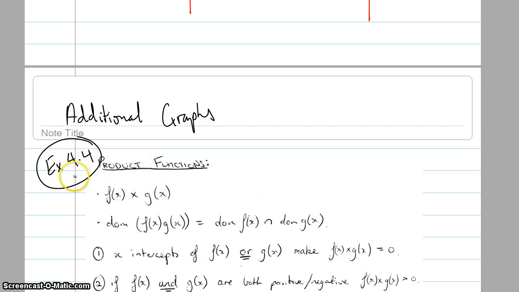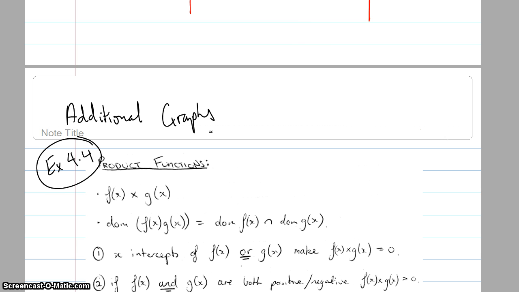So I believe that this is exercise 4.4 in your textbook. I suggest that you go and watch the video on addition of ordinates, or the sum of two graphs, before you watch this one, because that one's probably a little bit easier to understand, and this one is a similar idea, but it's a little bit more complicated.